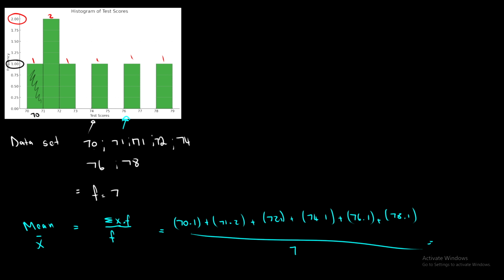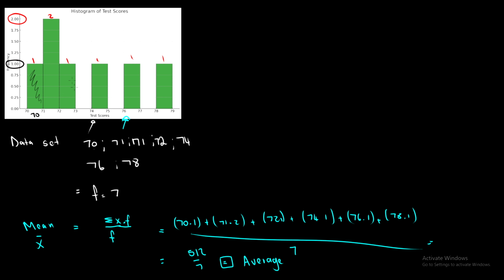Let's go over to the calculator. Okay, I'm going to grab my calculator. So 70 plus 71 plus 71 plus 72 plus 74 plus 76 plus 78. Okay, that gives me a total of 512 over 7. So my average is going to be 73.1428. I'm just going to leave it as a fraction. So this will be my average, which is also known as the mean. Okay. So that's how we find the average.